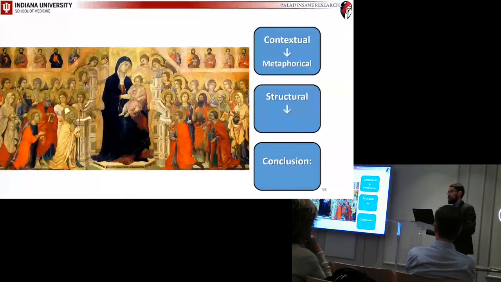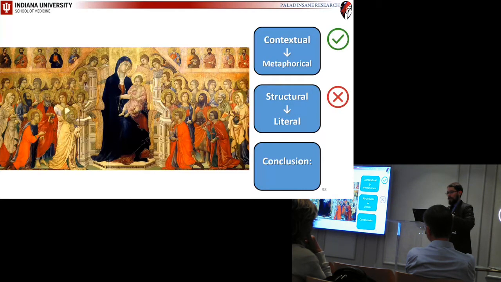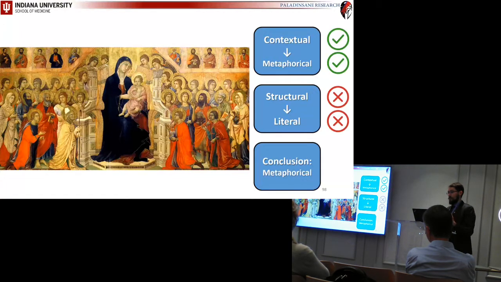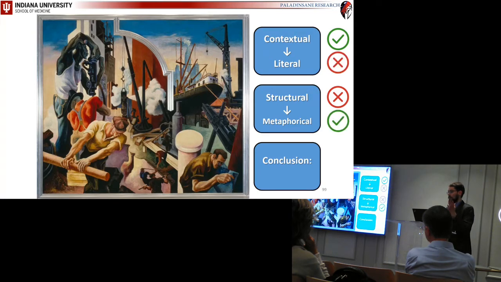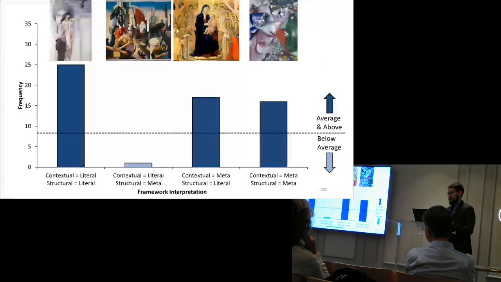But the frameworks don't always agree. So here we have an example where the context indicates a metaphorical interpretation and the structure of the image indicates a literal interpretation. Our mind prefers the context over the structure and a metaphorical interpretation over a literal interpretation. So then the metaphorical interpretation is more heavily weighted, resulting in a conclusion that it's a metaphorical image. So then when we have, on the opposite end, the least preferred category, where the context indicates that the image should be interpreted literally, but the structure proposes that the image should be interpreted metaphorically, we have our minds preferring the context and simultaneously preferring a metaphorical interpretation, resulting in an image that is confusing. So, again, that's the reason that using contextual literal information and structural metaphorical information is less common.